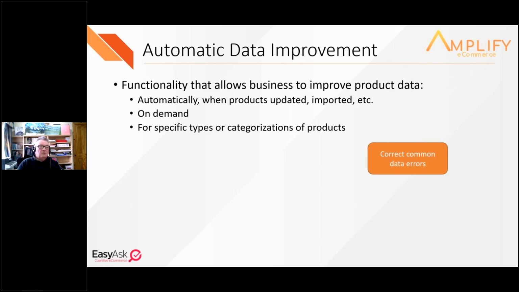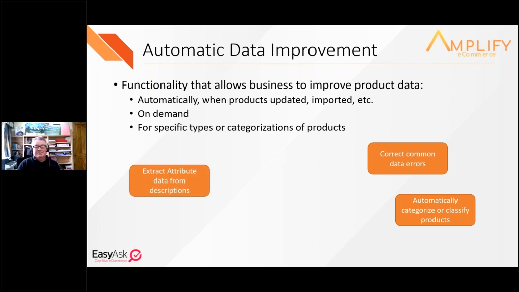Well, we can correct common data errors. We know from working with you guys over the last few years that there are lots of problems in the data, including actual errors. We can fix those. We can automatically categorize or classify products based on rules. We can actually extract attribute data from things like product descriptions. And we know that that is quite important to many customers.